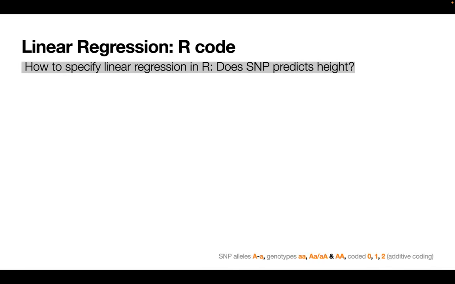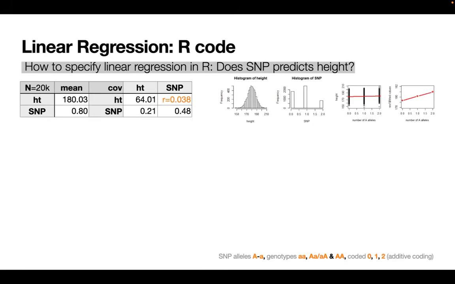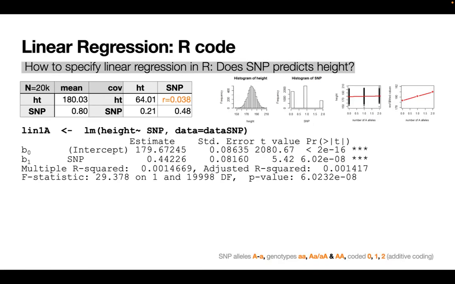So let's start by showing how to do linear regression in R, where our question is, does the SNP predict height? Here are the descriptive statistics for height and the SNP, which is coded additively as 0, 1, and 2, indicating the number of big A alleles. And here's the one-liner in R using the LM function to regress height on the SNP.